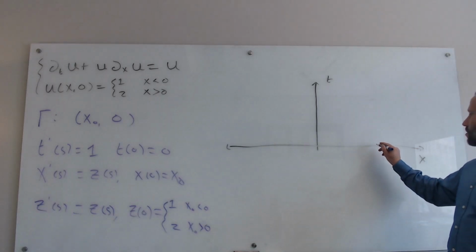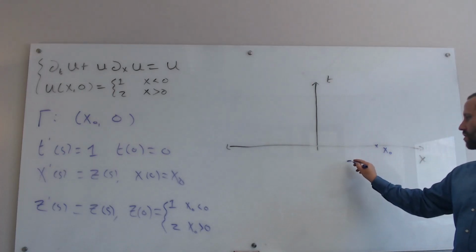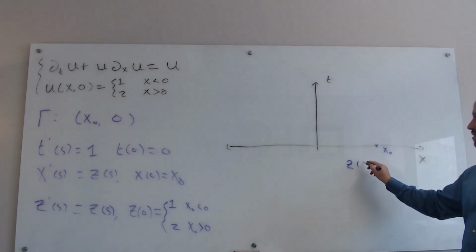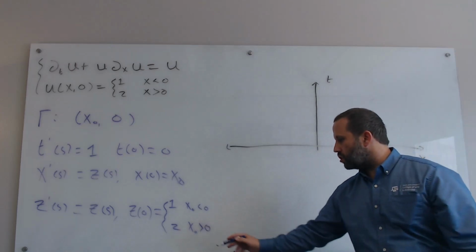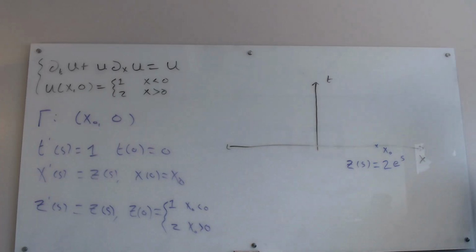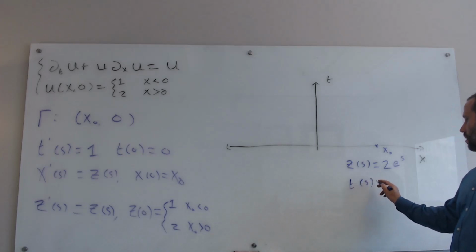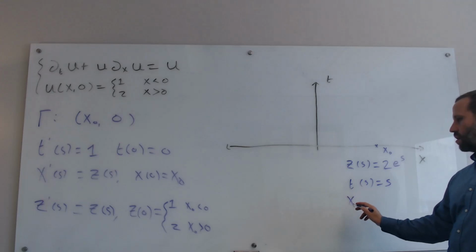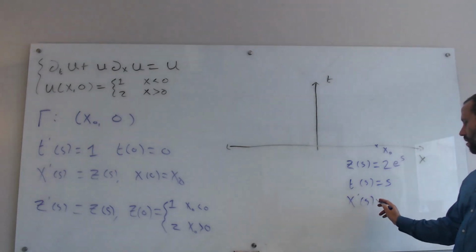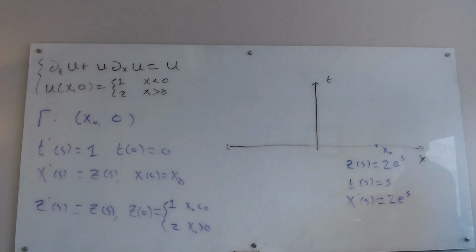Okay, so let's look at a characteristic that starts over here at this x naught. So here, x naught is bigger than 0. So if I look at z of s, z prime is equal to z. So this tells me on a characteristic that starts at this point x naught, z of s is going to be equal to 2 times e to the s. Furthermore, t of s is equal to s. And then x prime of s is equal to 2e to the s.